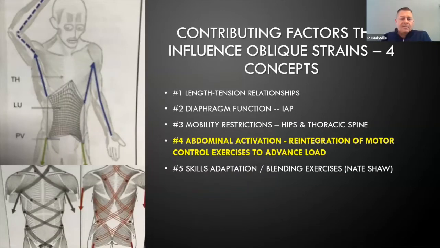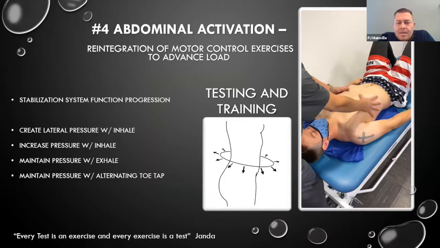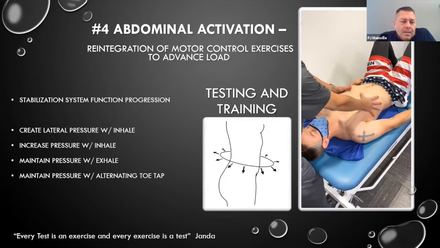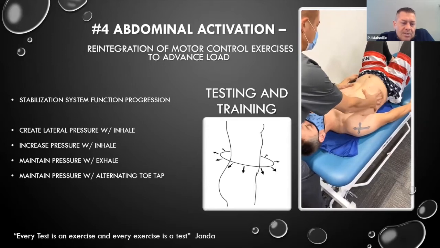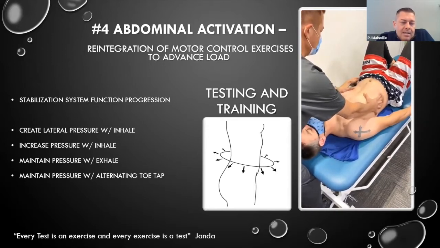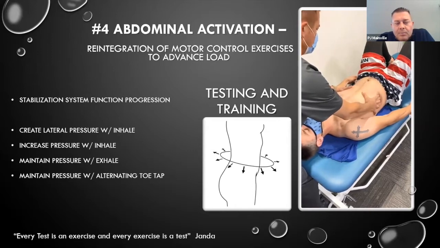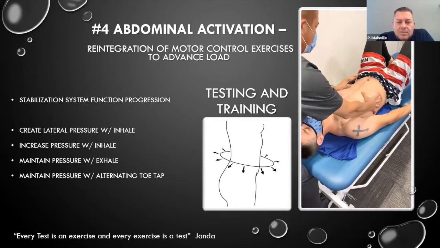Next, the abdominal activation, getting into the motor control exercises to advance load. Reintegration of motor control exercises to advanced load starts by introducing proper stabilization and breathing function. The goal is to create 360 degrees of intra-abdominal pressure to create stabilization for the spine. With that being said, in the video on the far right, what we're trying to do is create a pressure with inhalation, increase the pressure with inhale, maintain the pressure with exhale, and then maintain a pressure with alternating toe tap, which would be a bit more advanced going into the exercise progression.